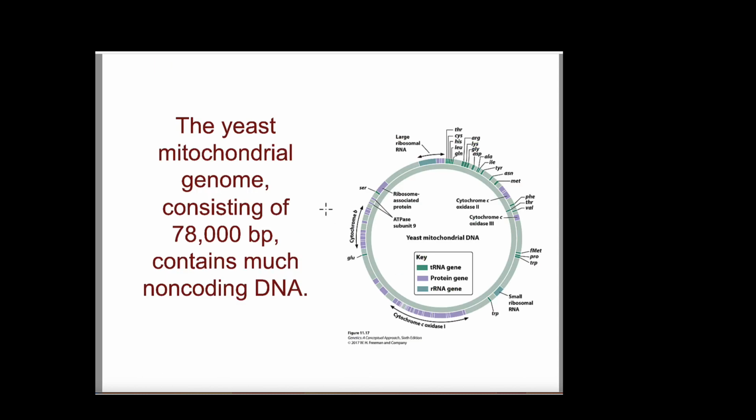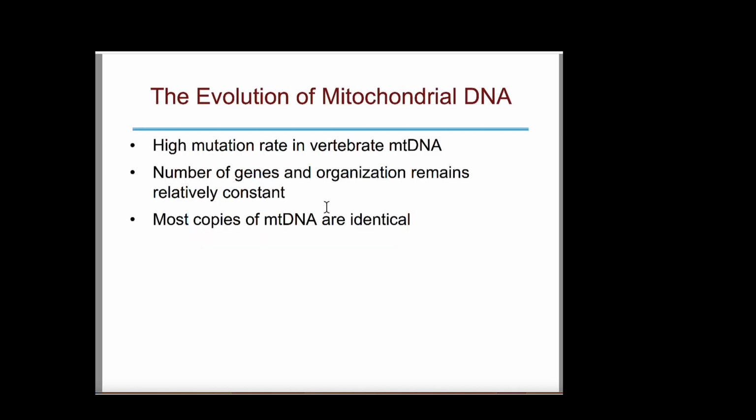This is a diagram showing the mitochondrial genome of yeast. Again, you have the two strands, and you'll see that there are different genes present in this mitochondrial DNA, and also a variety of tRNA genes, proteins, and ribosomal RNA. Now, regarding the evolution of mitochondrial DNA, there's a high mutation rate in vertebrate mitochondrial DNA, and a number of these genes and their organization remain relatively constant. Most of the copies of the mitochondrial DNA are identical.